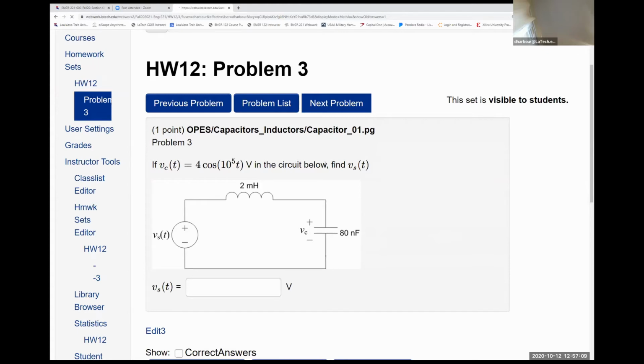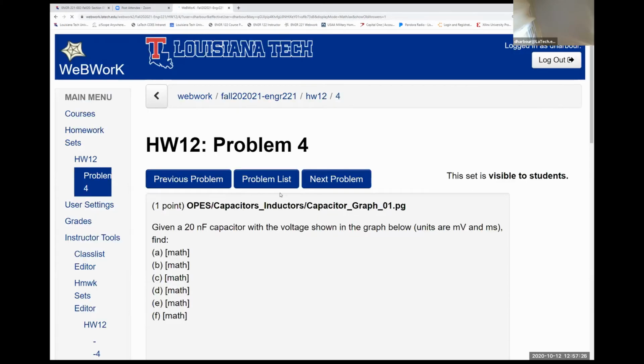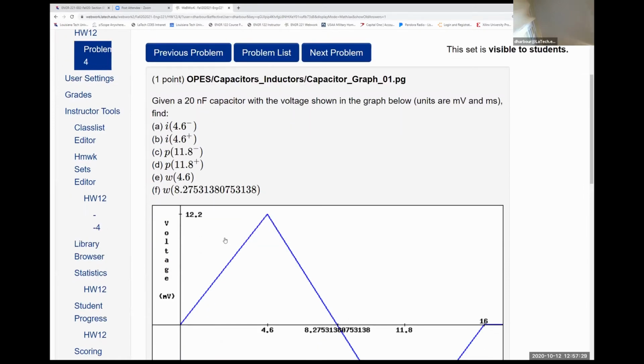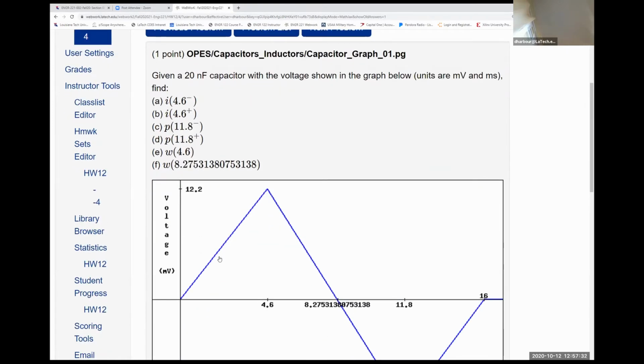The next one is a graph problem, as I recall. And so this one, I think we give you the voltage across the capacitor. Yes, and so it's a 20 nanofarad capacitor. And so to get the current, you just use C dV/dt. So you need to find the slope of these lines. And then please notice that the units are in millivolts and milliseconds here. It's maybe hard to see on the graph, but that's repeated up here in the problem, that the voltages are in millivolts and the time axis is in milliseconds.